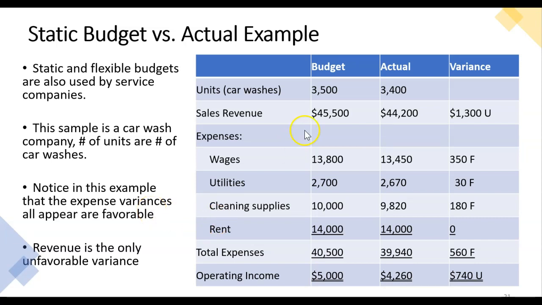So the big disadvantage of our static budget versus our actuals is that we're comparing apples to oranges. We're doing a variance analysis between two different volume levels. And the big advantage of flexible budgets is that we're going to be able to recast this budget amount into what it should have been for 3,400 car washes. So let's look at how to prepare a flexible budget.